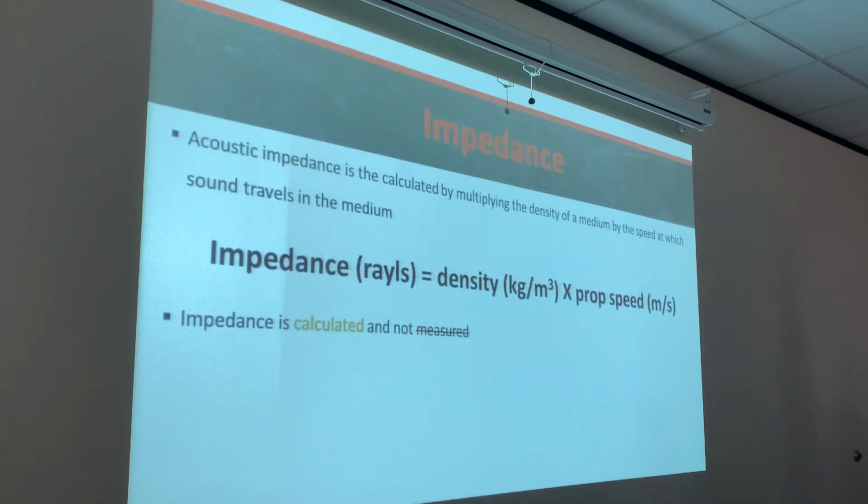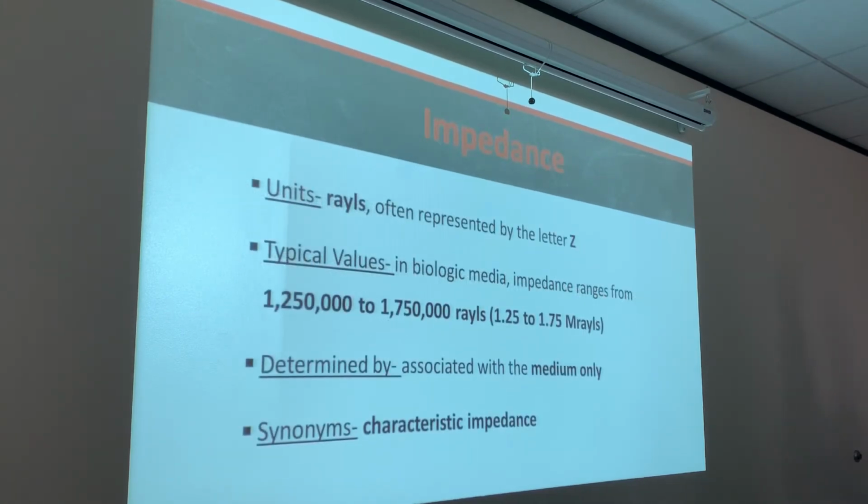So the units for impedance would be rayls, guys. Rayls, often represented by the letter Z. A lot of times they'll say the Z score, the Z number is blah blah blah. Know that the units of impedance are rayls, often represented by the letter Z. Typical values range from 1.25 to 1.75 million rayls. Mega rayls.